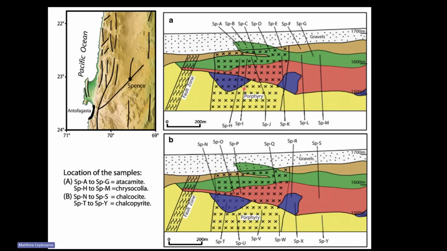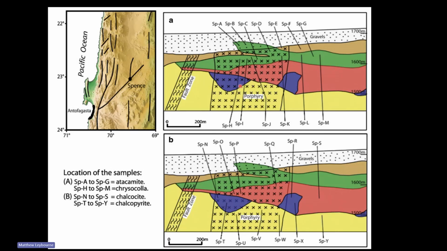And so I'm going to show an example from Chile. This is just showing the Spence deposit in Chile. The Spence deposit is a fairly large deposit. I forget what it is, 400 million tons or something like that. So it's a reasonably large porphyry copper deposit. And these are just some cross sections showing where the samples are from.